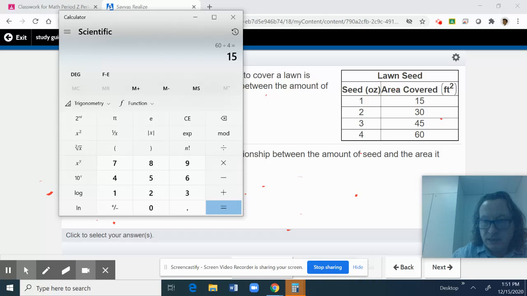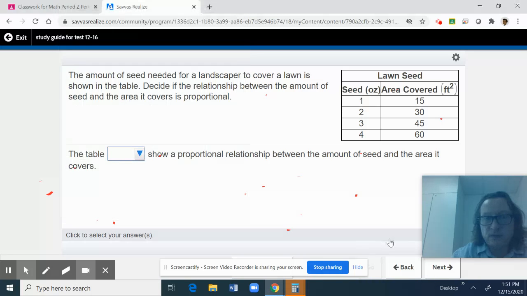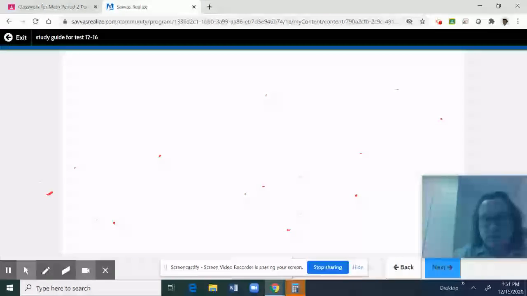We talked about this yesterday on Tuesday. We're just going to do y divided by x for all of these. And that would make it proportional, since they're all the same.